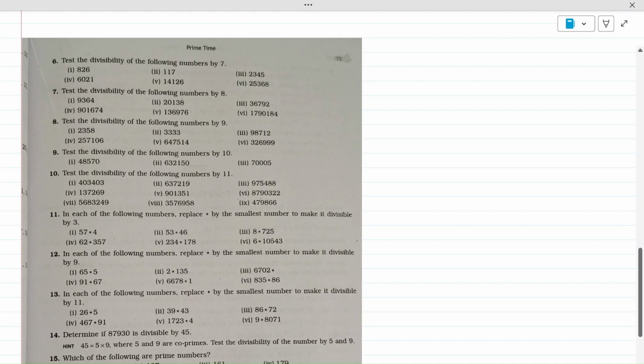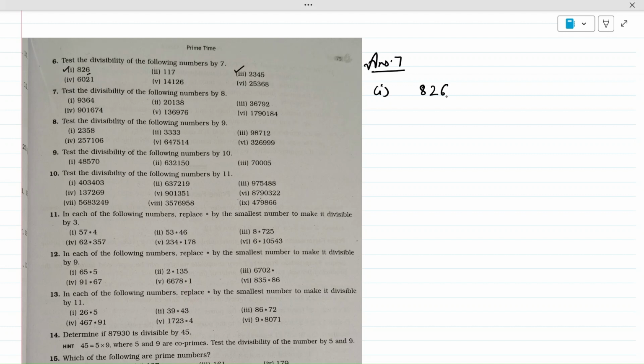Test the divisibility of the following numbers by 7. So kids, what is the criteria for 7? The criteria is we have to double the digit at the unit place, that is at ones place, and we have to subtract that from the number formed by the remaining digits. Okay, so let's pick question number 1, question number 3 here. So first is 826.